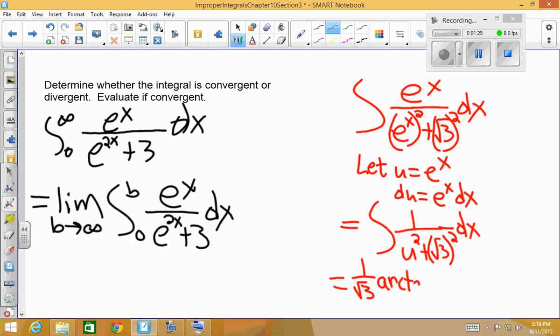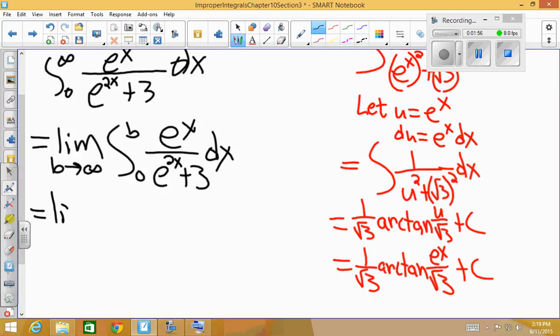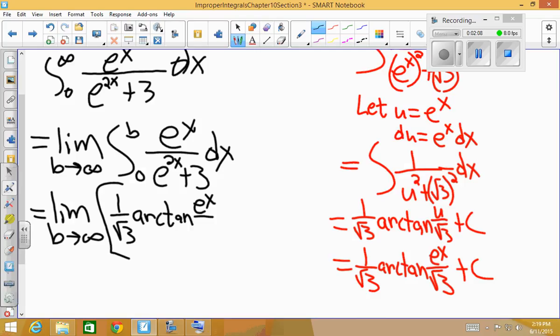This integral is equal to 1 over the square root of 3 arctangent of u over the square root of 3. And u is equal to e to the x. So we have 1 over the square root of 3 arctangent of e to the x divided by the square root of 3. That's our antiderivative. So this now becomes the limit as b goes to infinity of 1 over the square root of 3 arctangent of e to the x divided by the square root of 3, evaluated from 0 to b.